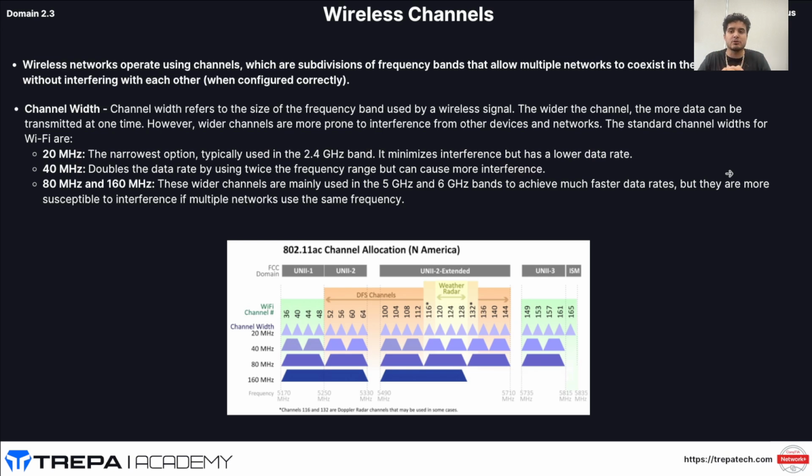In the 5 gigahertz range, we have 40 megahertz. Now we can also do channel bonding maybe in 2.4 gigahertz. That doubles the data rate by using twice the frequency range, but can cause more interference and cannot travel as far.